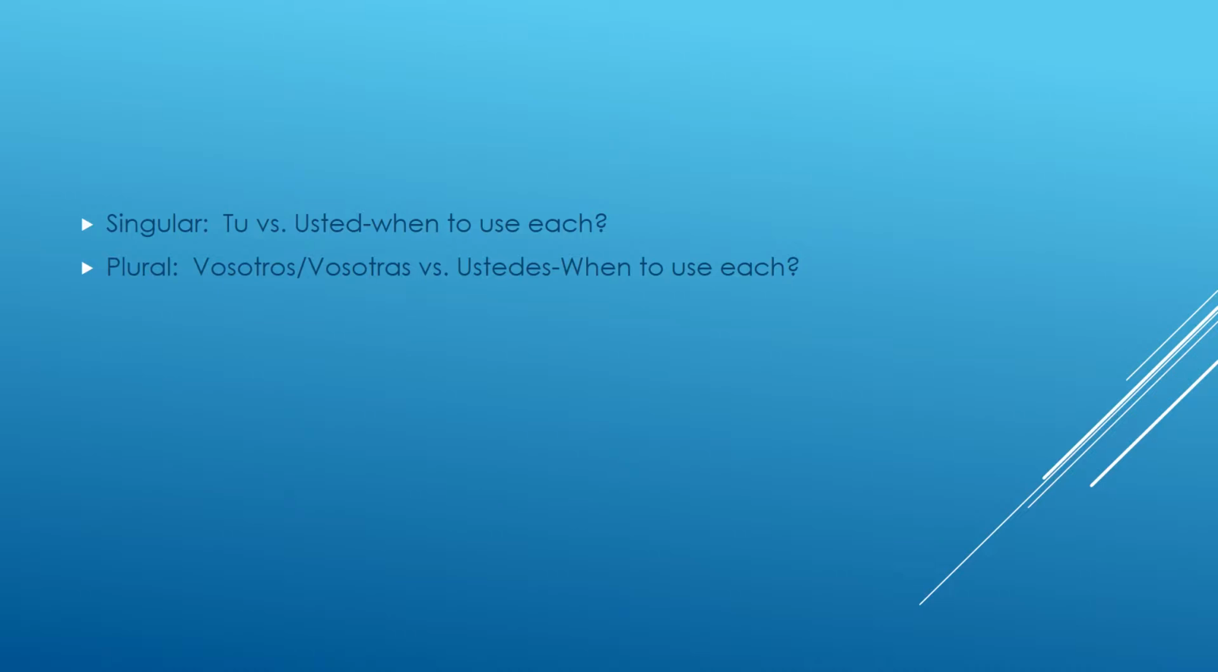In the plural, the way that you would say tú in the plural, like you guys, would be vosotros if it's a male group or male and female mixed together. If it's all women, you would say vosotras. Now, the way to make usted plural is ustedes. Now, when to use each of these? This is a tricky one.